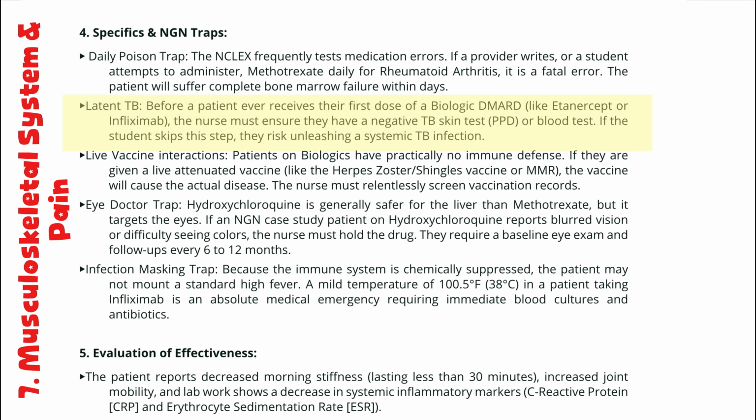Negative TB test required before the first biologic dose. No live vaccines, shingles, MMR, on a biologic, or the vaccine itself causes the disease. Blurred vision or trouble seeing colors on hydroxychloroquine means hold the drug. Baseline and every 6 to 12 month eye exams are mandatory.